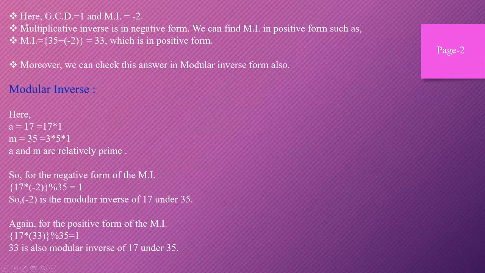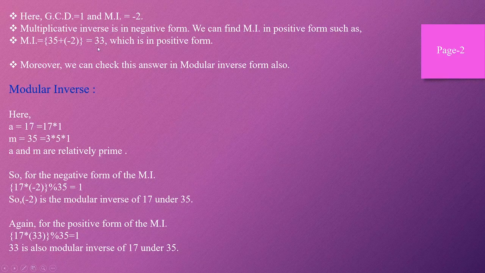Next, here we find out that GCD is equal to 1 and the multiplicative inverse is equal to minus 2. The multiplicative inverse is in negative form. We can find the multiplicative inverse in positive form, such as 35 plus minus 2, which is equal to 33. Moreover, we can check this answer in modular inverse form also. So we found the multiplicative inverse in negative form, minus 2, and positive form, 33.